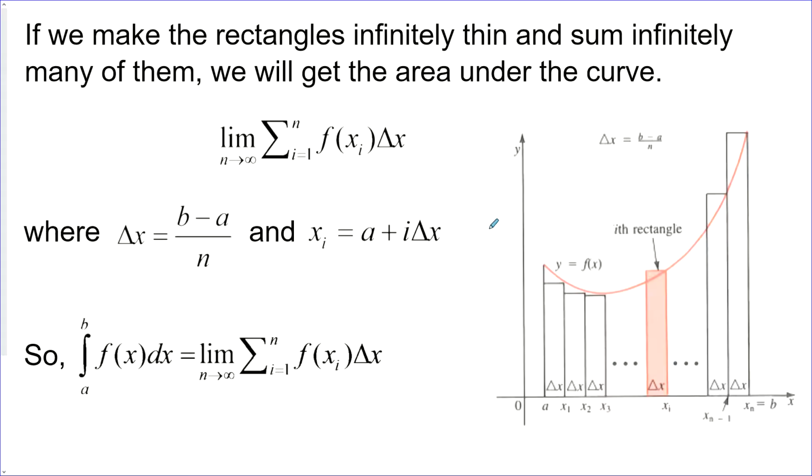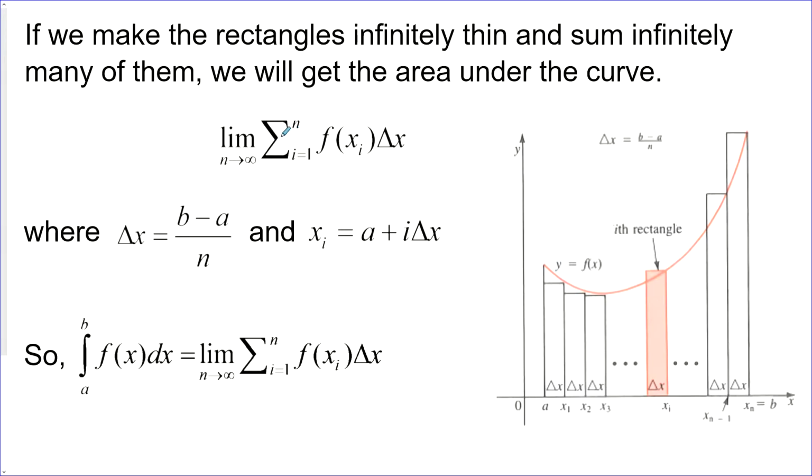Now, adding up a bunch of rectangles is usually a lot more work than just taking the integral if we can find the antiderivative, and it is only an estimate anyways. So we'd like to integrate if possible. If we make rectangles infinitely thin and then sum up infinitely many of them, we're going to get the area underneath a curve. And we write this in sigma notation.